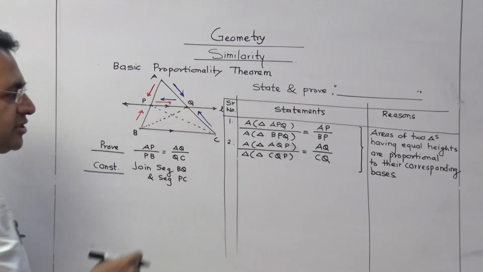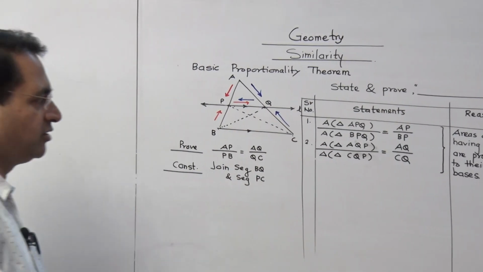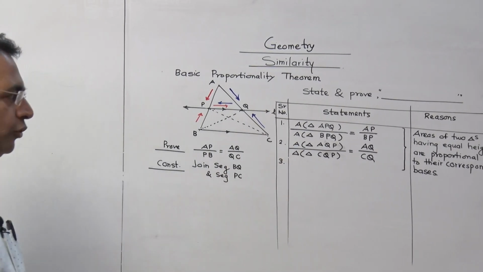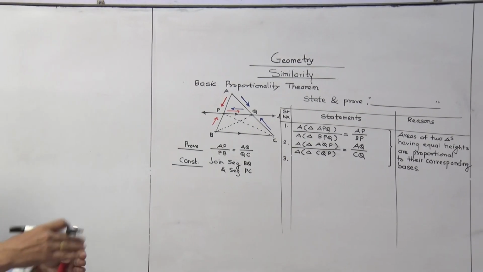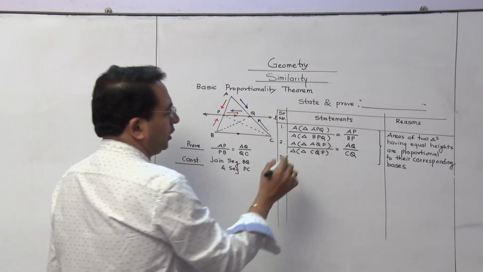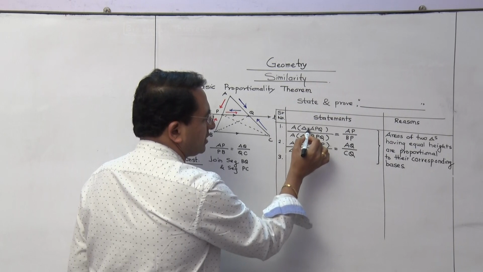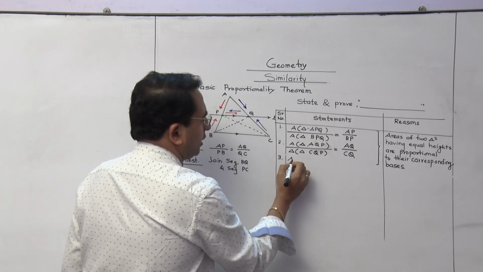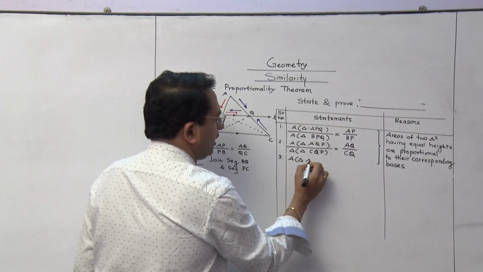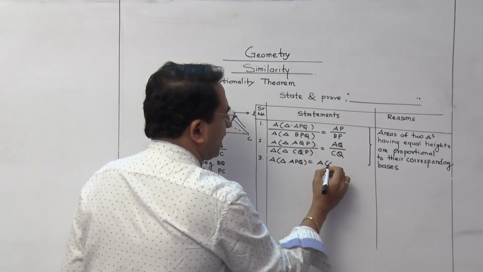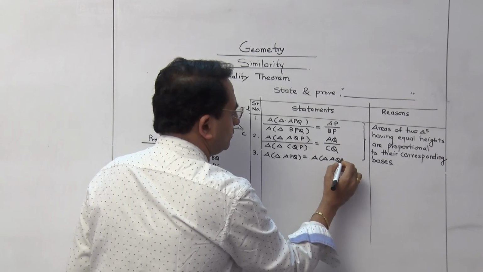So we have written this, and there is no need to write a separate reason for this. Now see the third statement. I am just going ahead to have a mechanical approach. Now what you do is you write two numerators in front of each other. Area of triangle APQ is equal to area of triangle AQP.